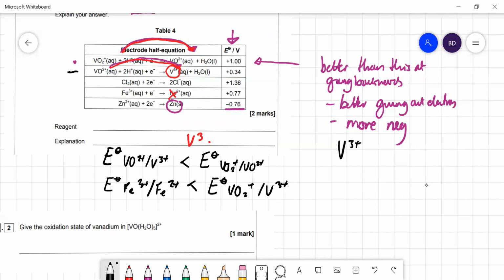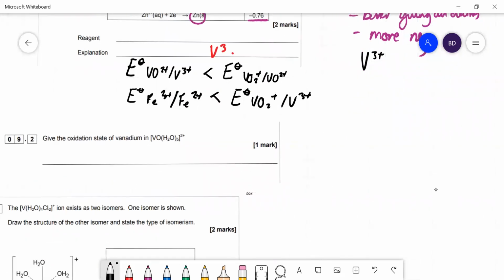Right, give the oxidation state of vanadium in [VO(H2O)5]2+. Right, so the sum of the oxidation numbers is equal to the charge on the species. Well, what have we got there? We've got vanadium, which we don't know, and the charge on the species is +2.